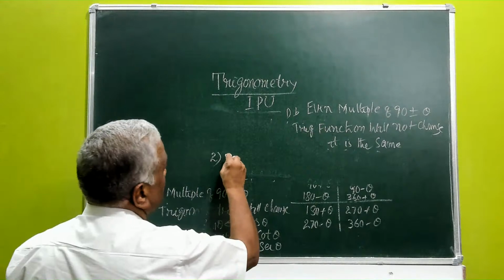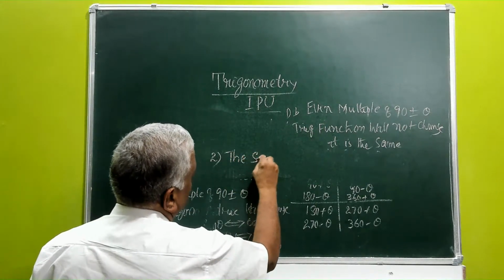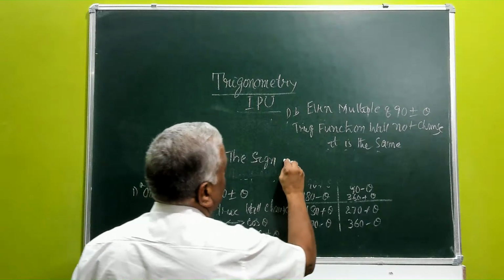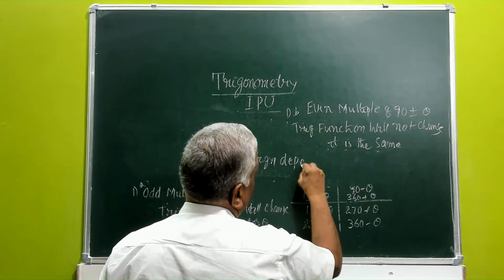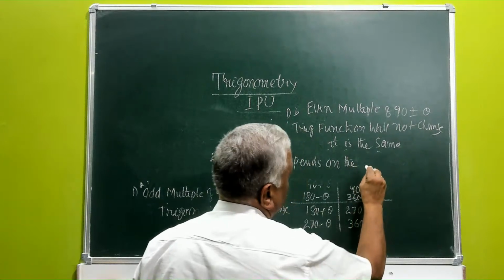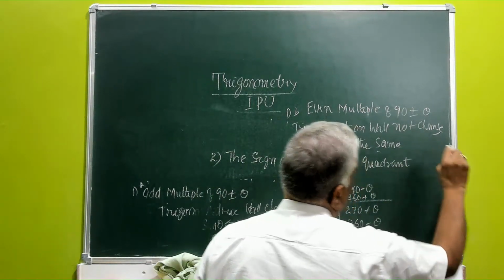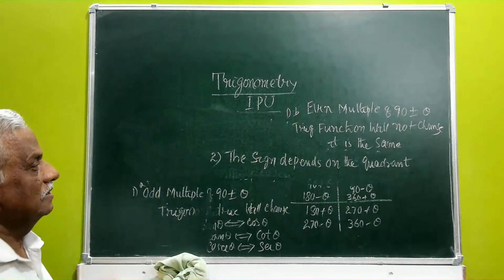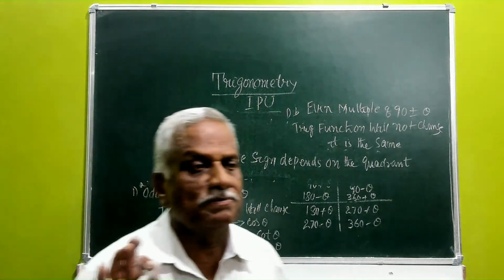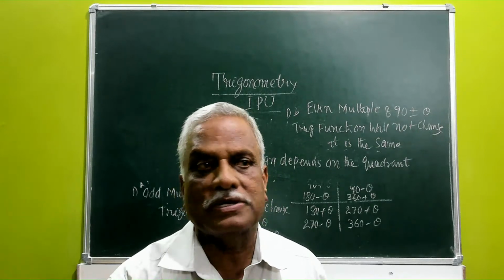The second point you need to remember is that the sign depends on the quadrant. Here I'll take some time because I have just noticed the majority of the students have a problem here.